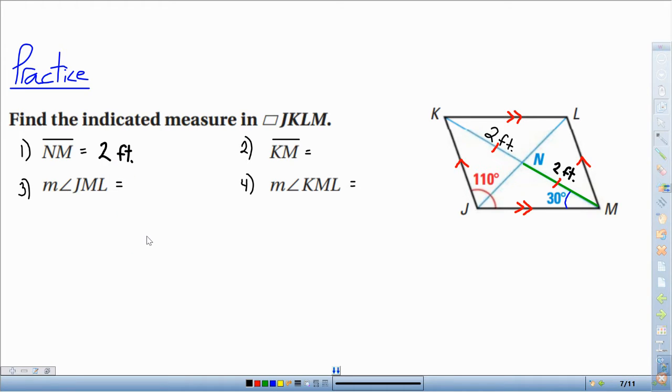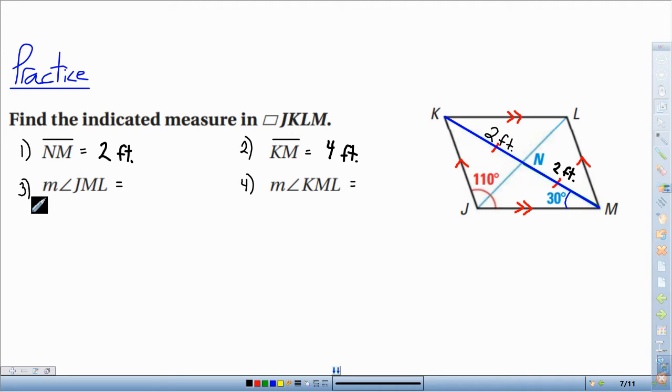Okay, this kind of leads us into the next problem. KM is the next thing we're asked to find, and that is, let's see, I'll highlight it in blue. KM is this entire diagonal. Well, it's a pretty simple idea, right? If this part of it's 2 and this part of it's 2, the whole thing is 4 feet. Yep. So nothing too shabby there.